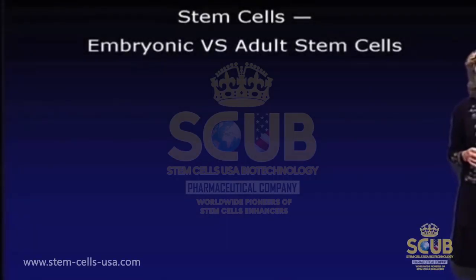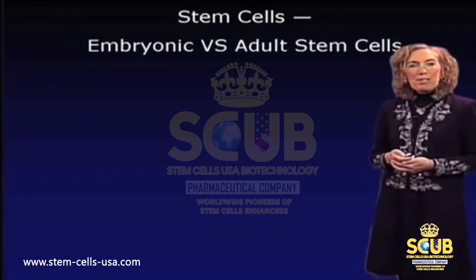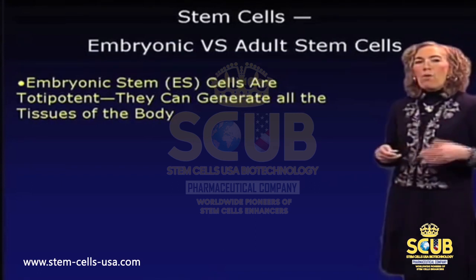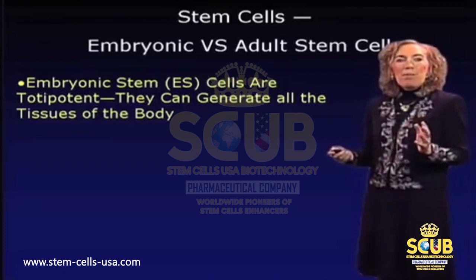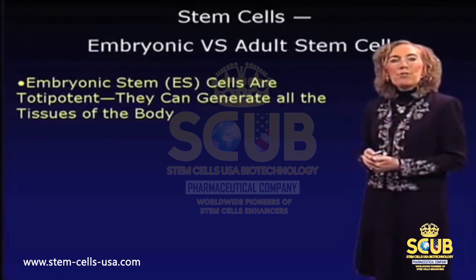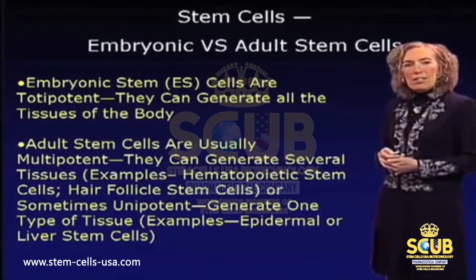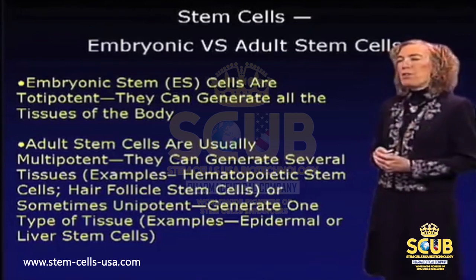So what's the difference then between an embryonic stem cell and an adult stem cell? Well, embryonic stem cells are what we call totipotent. Embryonic stem cells have the capacity to generate all of the tissues of the body. In contrast, adult stem cells are what we call multipotent.